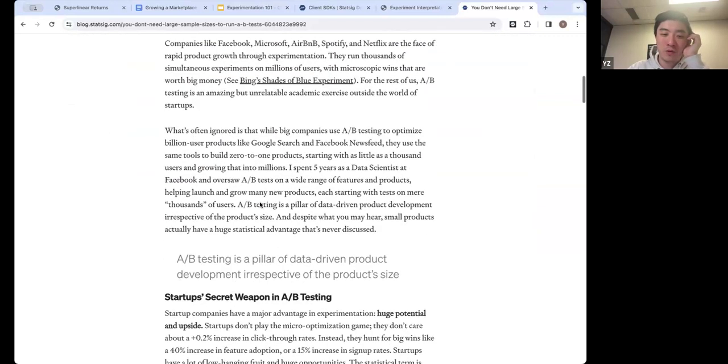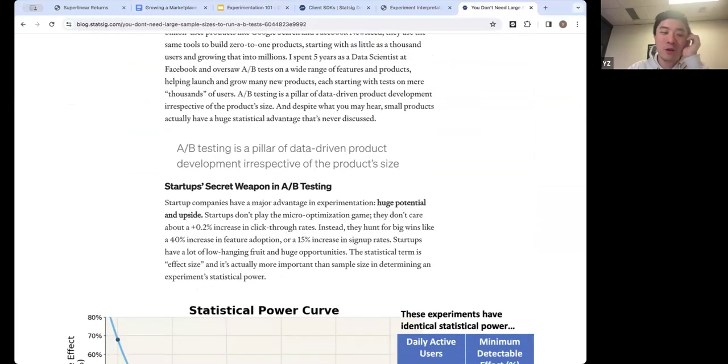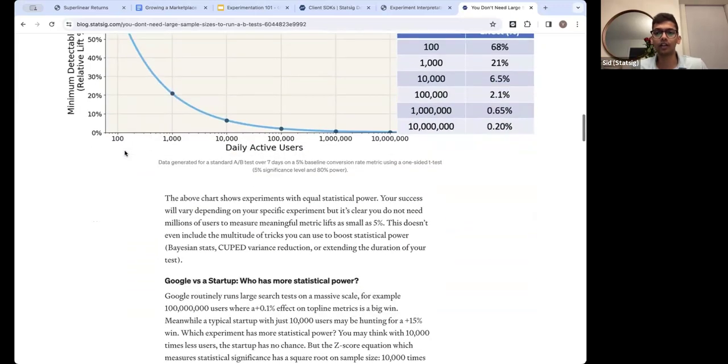This post shows you how to calculate. And don't run too long. I think 2 weeks of experiment should be more common than 2 months of experiments. Most experiments should be just 2 weeks. Yeah, I just shared the blog as well, so you can read that in the chat.